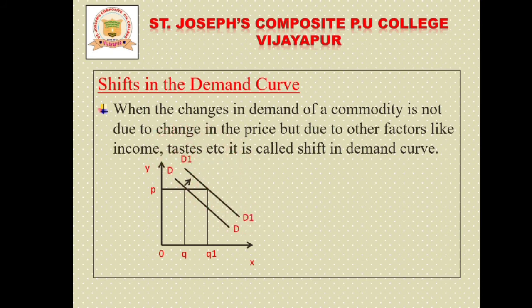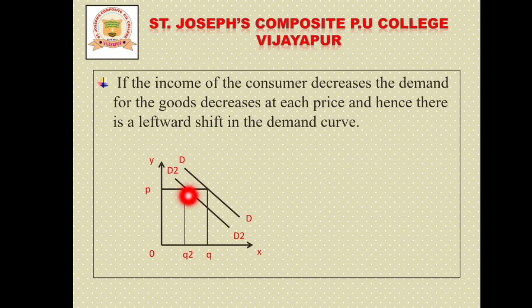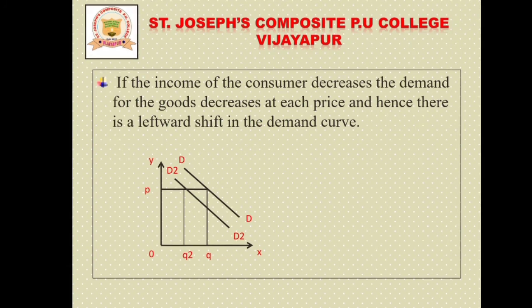I already said there is no need to mention price here; only other determinants. Like that, in this diagram the demand curve shifts to the left side, because income is low, so demand is also low. This is the major reason for shifting the demand curve from left to right or right to left. In this way, the demand curve is either moved or shifted.